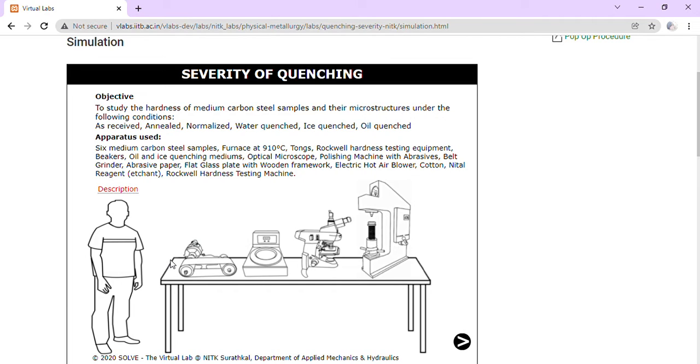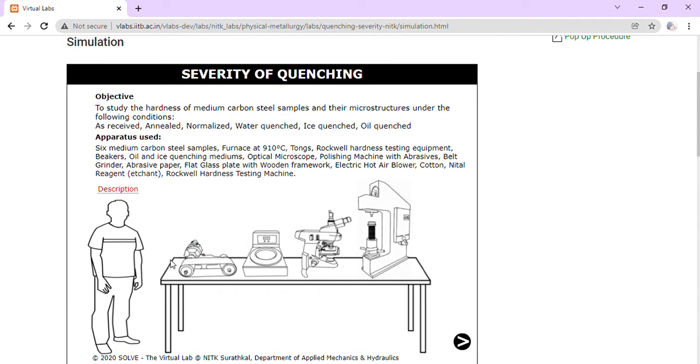Now I would like to present about simulation severity of quenching. The objective is to study the hardness of medium carbon steel samples and their microstructures under the following conditions: as received, anneal, normalized, water quench, ice quench, and oil quench.